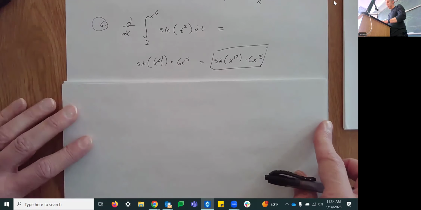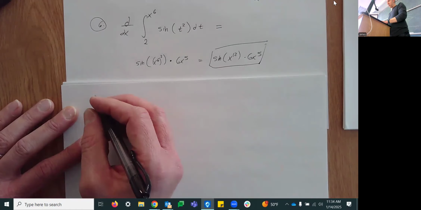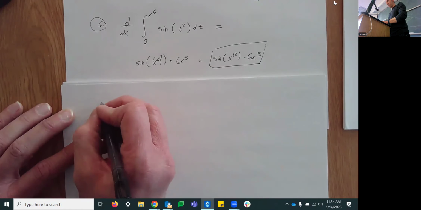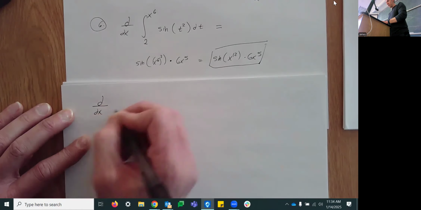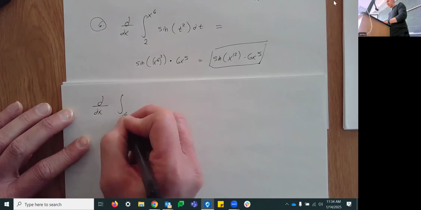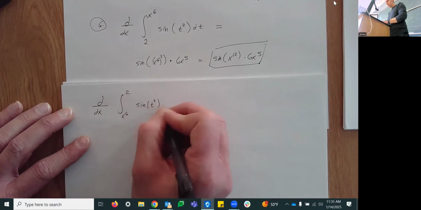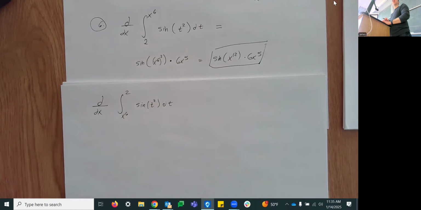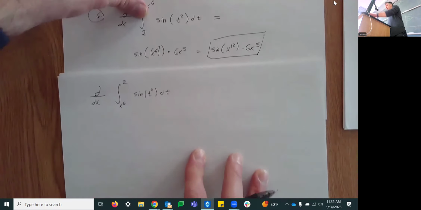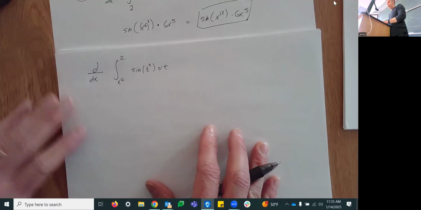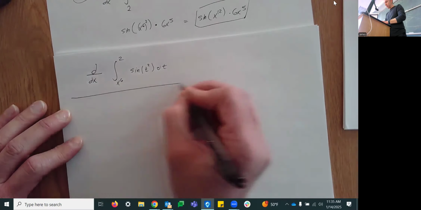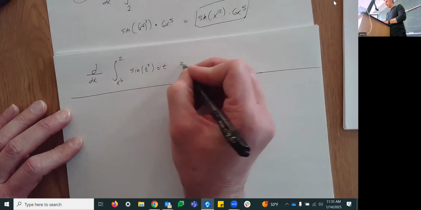It's more my problem. So what if instead I had asked about the derivative of the integral from x to the 6th to 2 of sine of t squared? What does that mean for us? Well, it's a good question. So we're going to take a minute to talk about why we're going to get what we're going to get. So let's leave ourselves some space for the answer. The answer is going to be very brief.